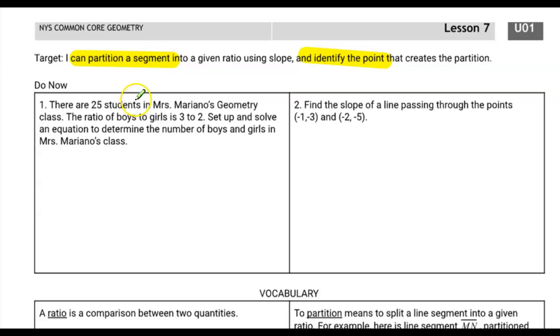In the do now, it tells us that we're talking about ratios, and we're also talking about slope. You remember both of these things from algebra, so pause the video, try these 2 out, and see if you can get them right.